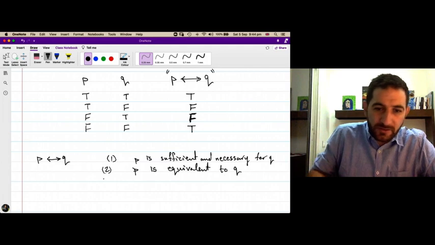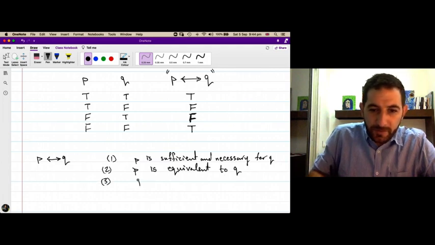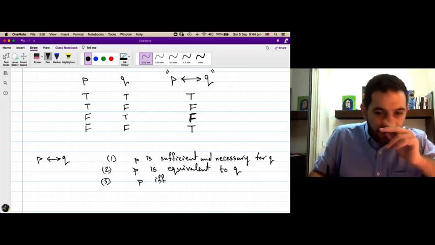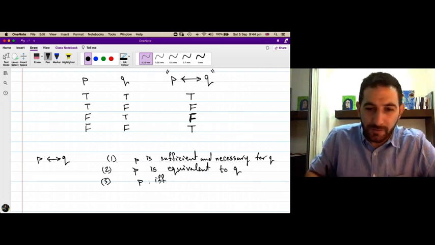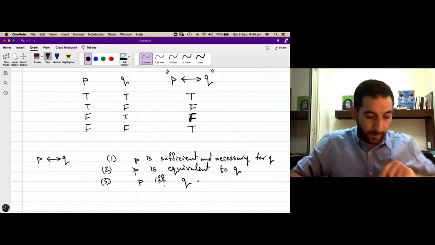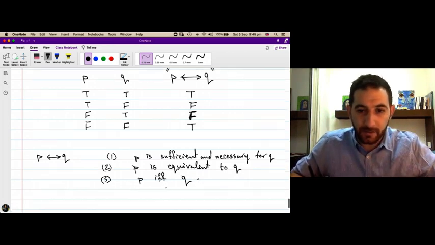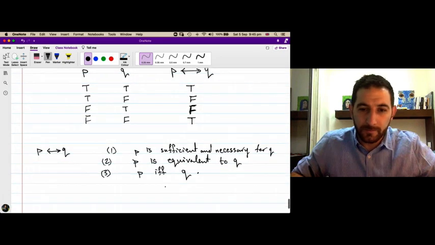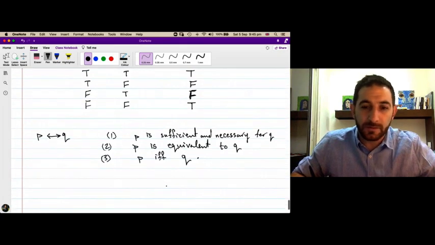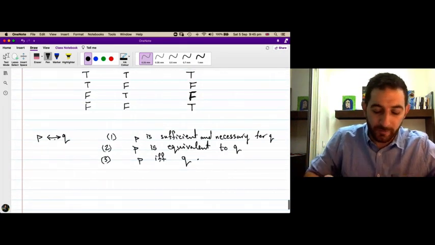Okay, another way is to write P and then iff. Iff is a shorthand for if and only if. So P if and only if Q. Okay, so here are the different ways to read this new proposition.